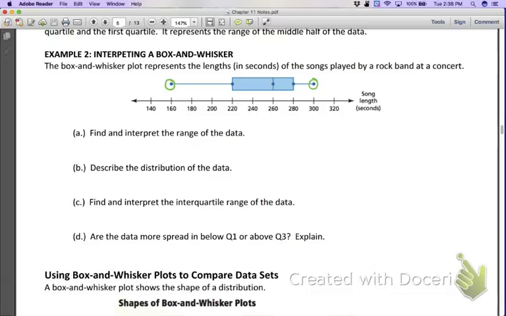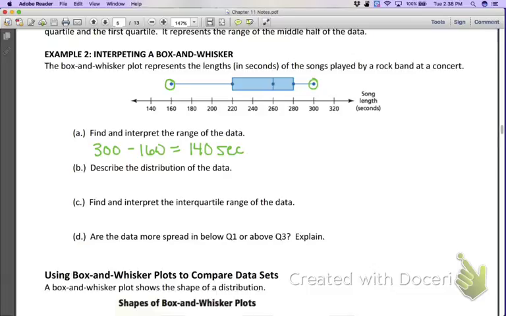So it says find and interpret the range of the data. So all I'm going to do is take the highest value, which is 300, and subtract 160. So the range is 140 seconds, so a little bit over 2 minutes. Then it says describe the distribution of the data.